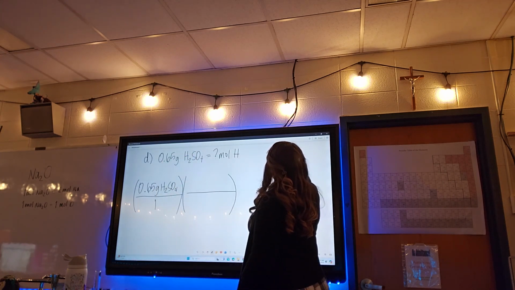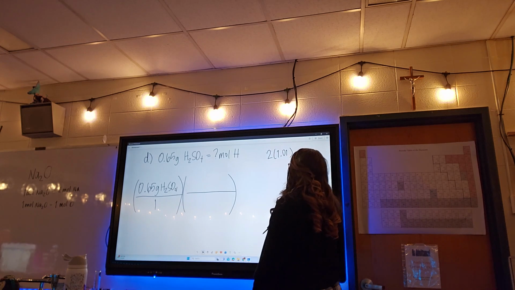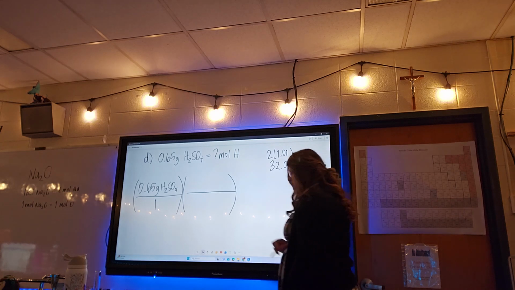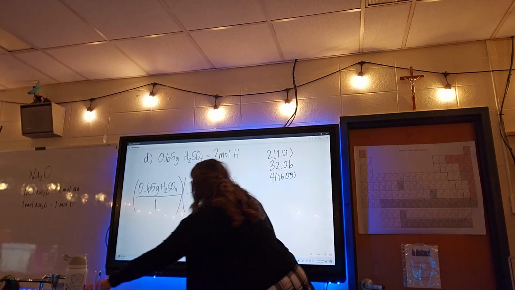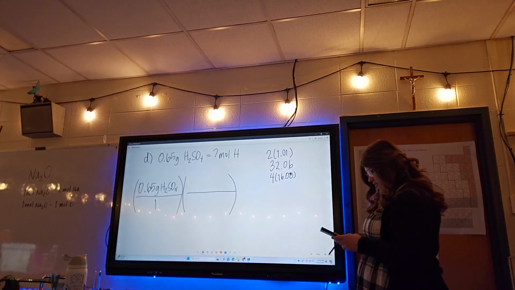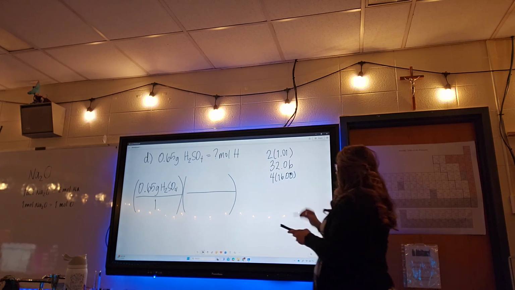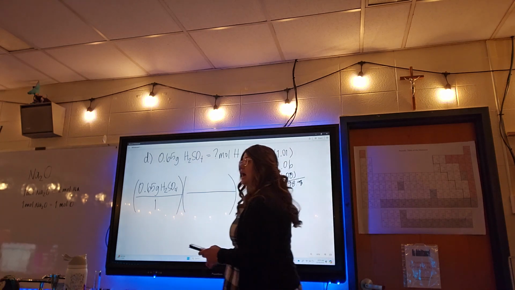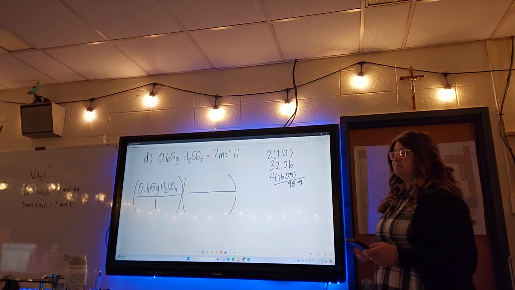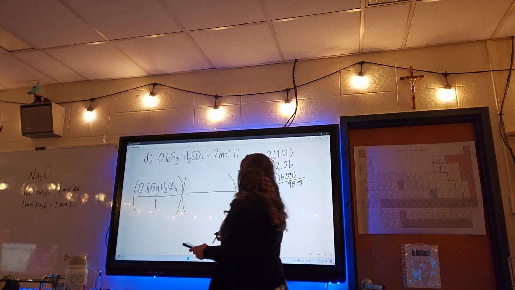We've got two H's, that's 2 times 1.01. How many sulfurs do we have in this compound? One. And then how many oxygens? Four. I get 98.08. Does that go on the top or the bottom of this next fraction? It goes on the top. Look at your green sheet again. It goes on the bottom.